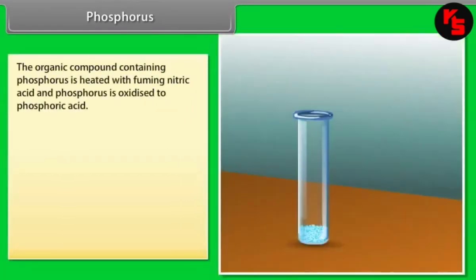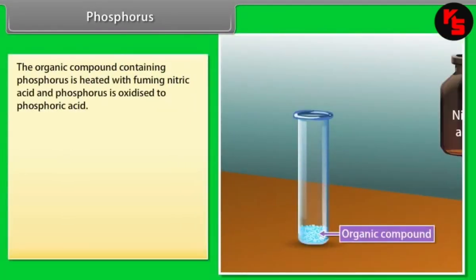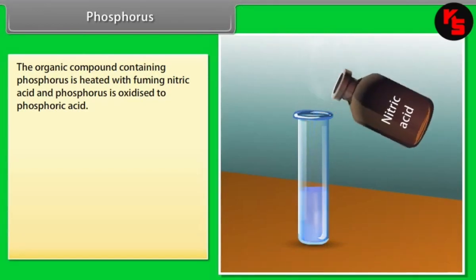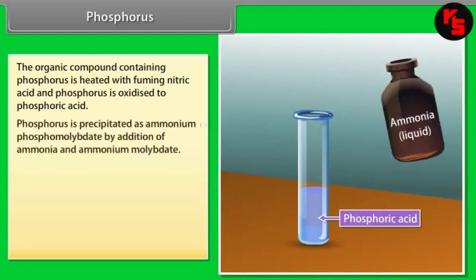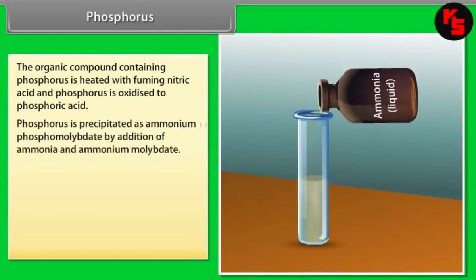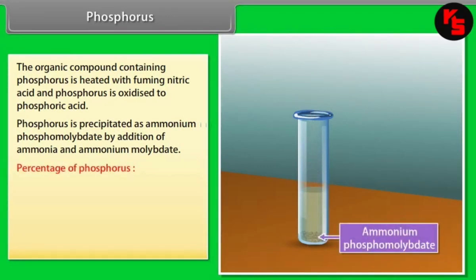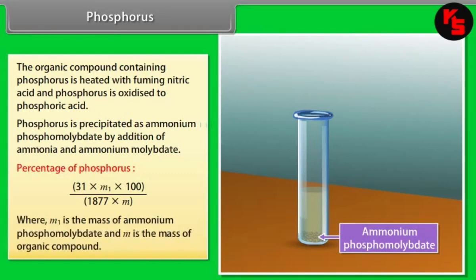Phosphorus. The organic compound containing phosphorus is heated with fuming nitric acid and phosphorus is oxidized to phosphoric acid. Phosphorus is precipitated as ammonium phosphomolybdate by addition of ammonia and ammonium molybdate. Percentage of phosphorus = 31 × M1 × 100 divided by 1877 × M, where M1 is the mass of ammonium phosphomolybdate and M is the mass of organic compound.